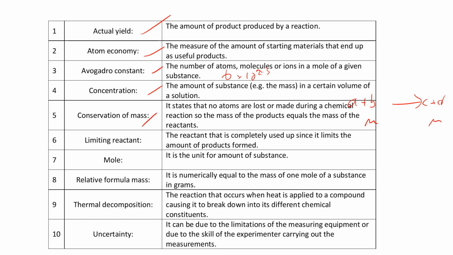The reactant that is completely used up since it limits the amount of product formed, limiting reactant. So it's where there isn't enough of one certain substance. The unit for an amount of substance is a mole, so it's chemistry's mole. It is numerically equal to the mass of 1 mole of a substance in grams, relative formula mass.